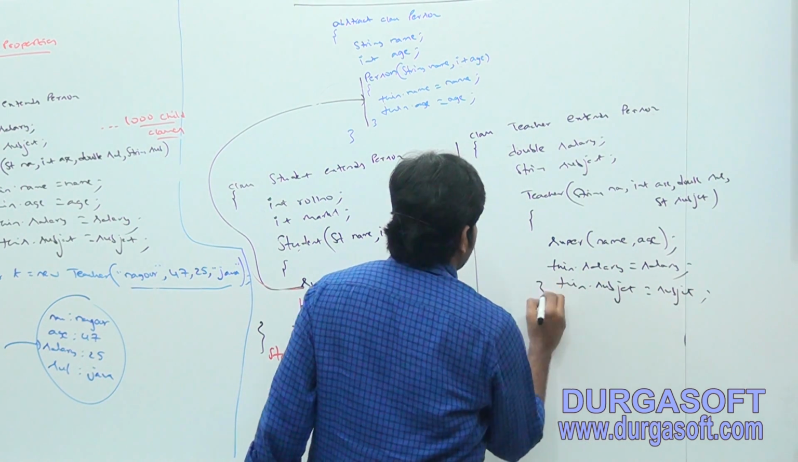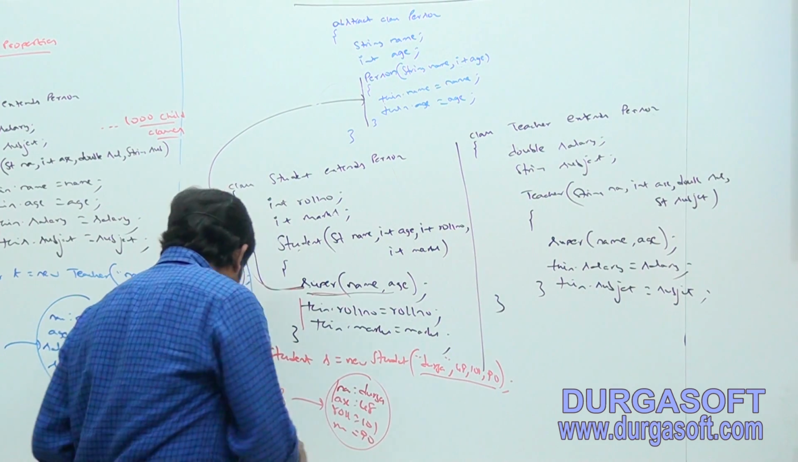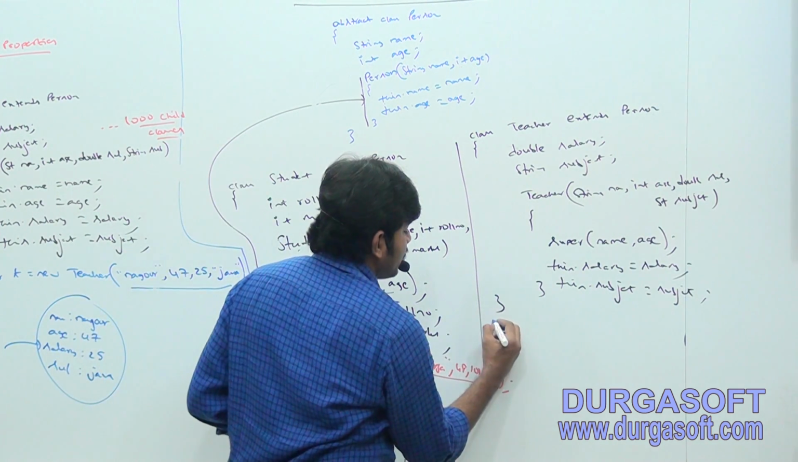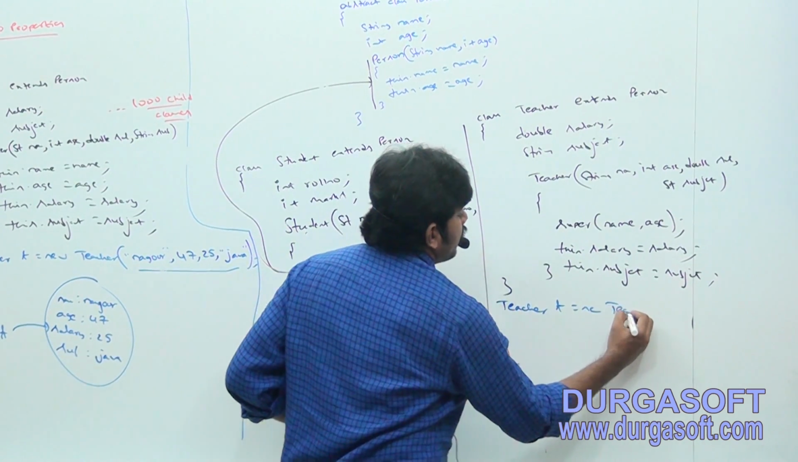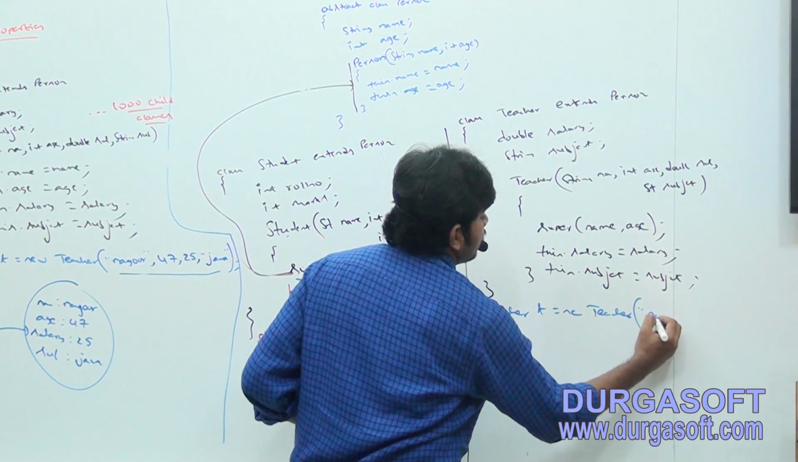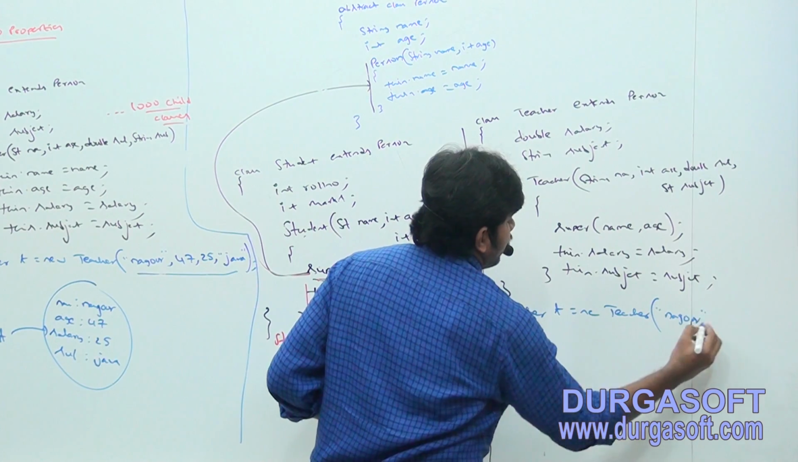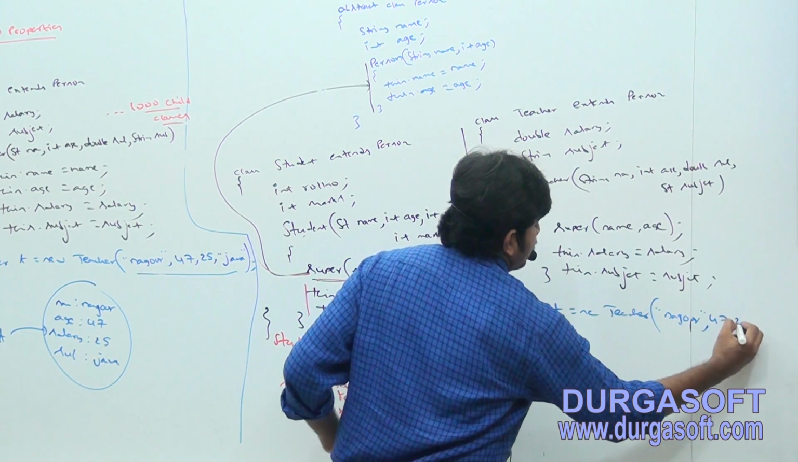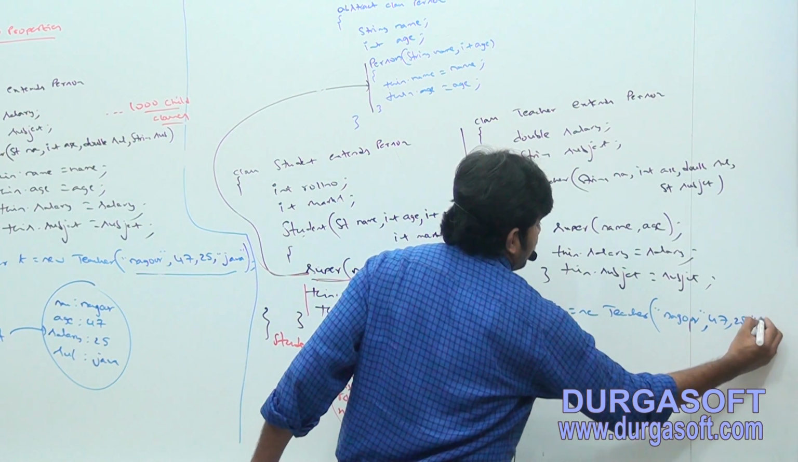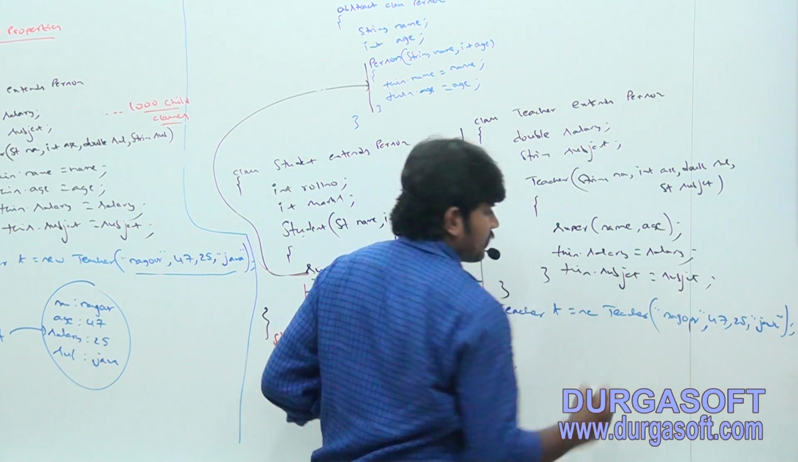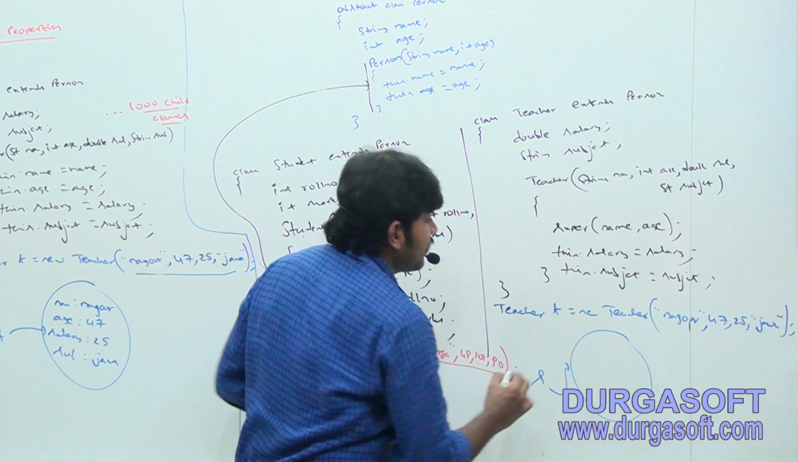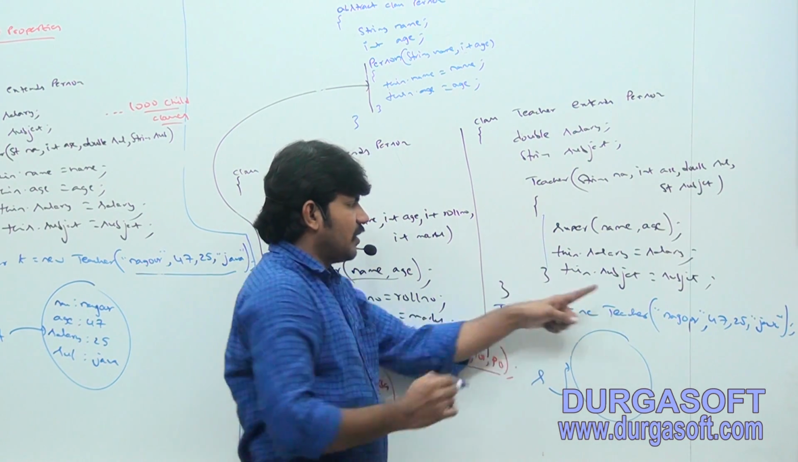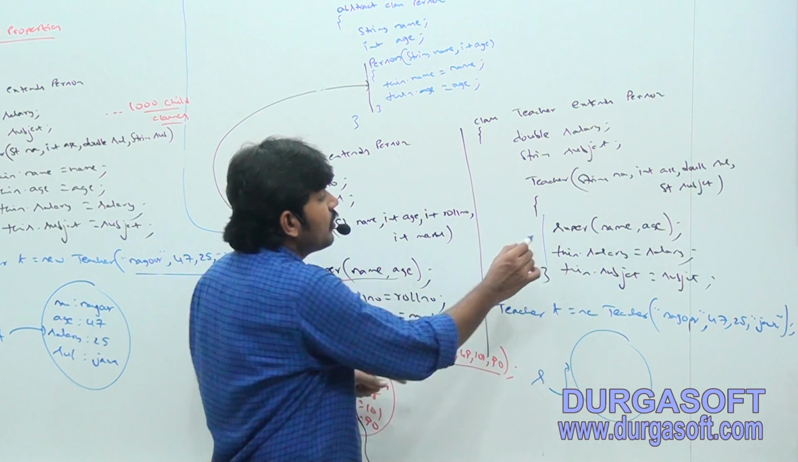Okay? Make sure. Now, let me create one teacher object. Teacher t is equal to new Teacher of Nagore, 47, 25, and after that Java, like I'm taking. Are you getting? Sir, here if I create, automatically this constructor will come, and immediately from here, super.